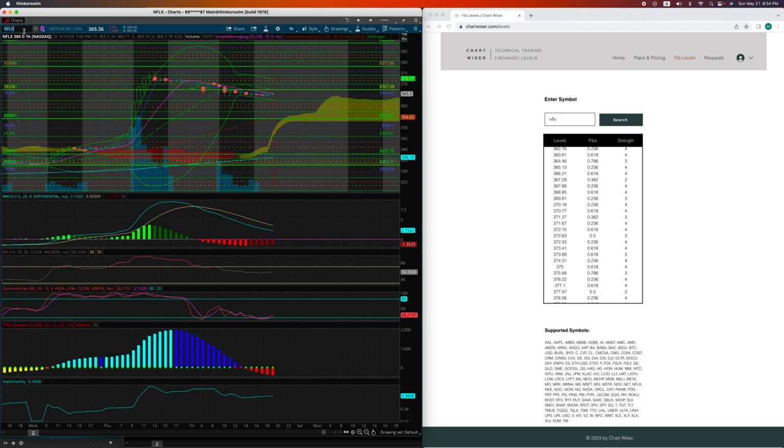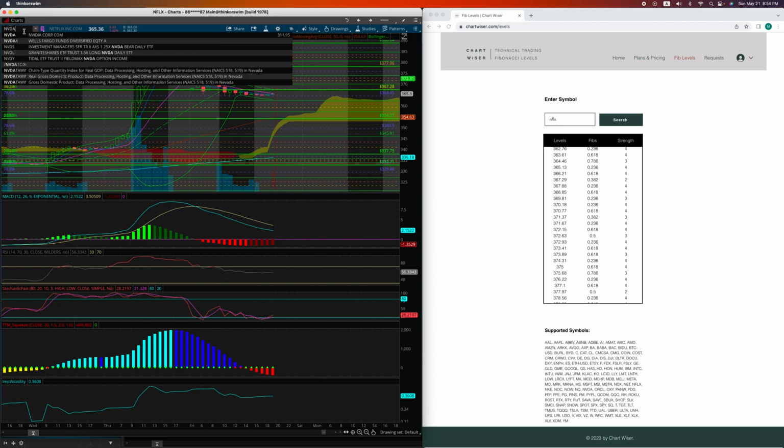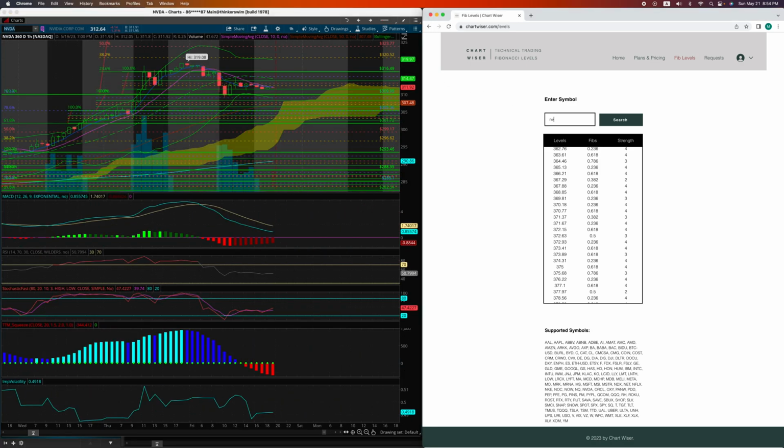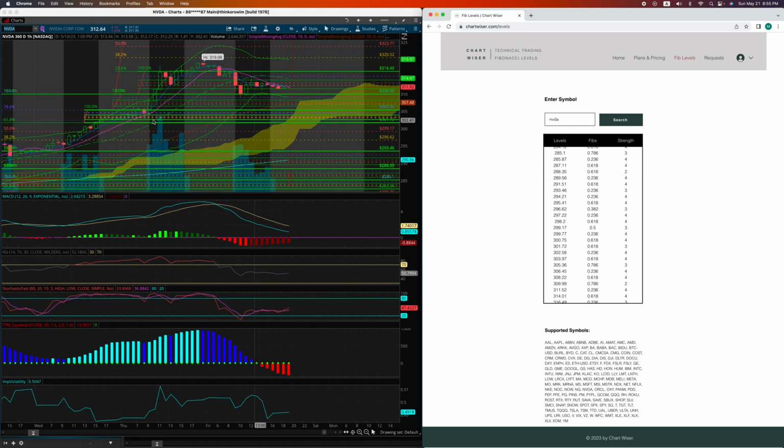Another interesting name is Nvidia, which had a monster run in the last few months. Let's look at that one. So Nvidia, the most important level was 309.99. That was priority 2. Before that, priority 2 was 288. So once it passes 288, you can see here it goes to the next level, 309.